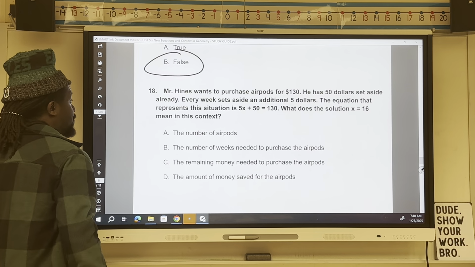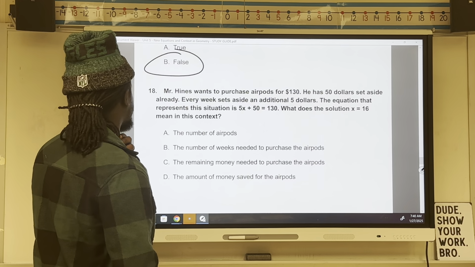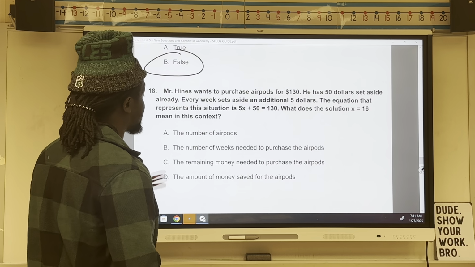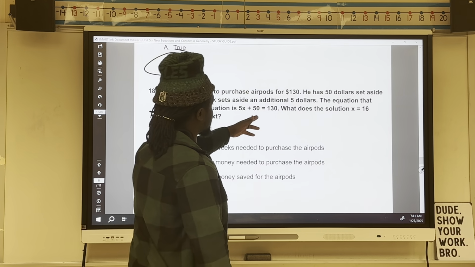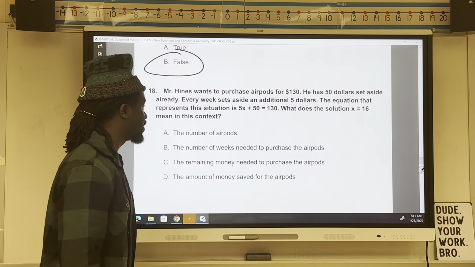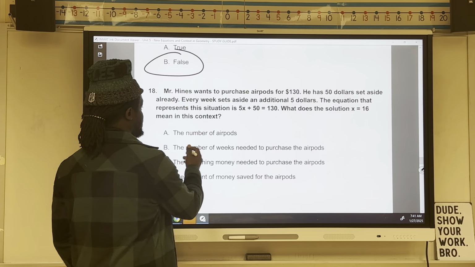Mr. Hines wants to purchase AirPods for $130. He has $50 set aside already. Every week he sets aside an additional $5. The equation that represents this situation. So this one actually just gives me the equation. Awesome. What does the solution x equals 16 mean? Okay. So what does it mean in this context?